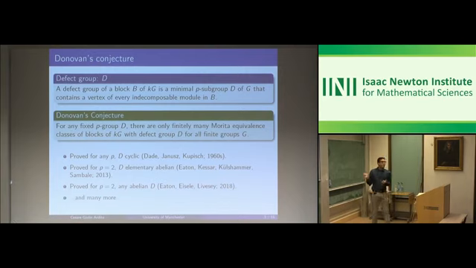And many more cases. There are various points of view you can take with Donovan's conjecture. You can restrict the classes of groups you look at, or you can impose additional restrictions on the defect group, such as it being normal, for example, as we have seen in Marcus' talk, or other types of restrictions. But once you know there's a finite number of Morita equivalence classes of blocks occurring, it is maybe interesting to know which ones occur, so to classify them all.